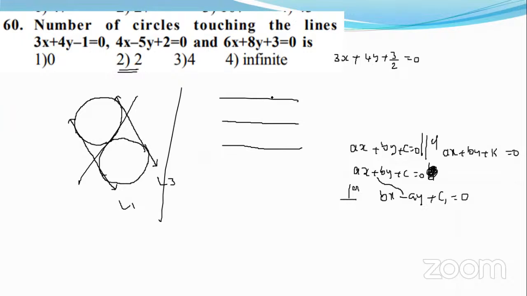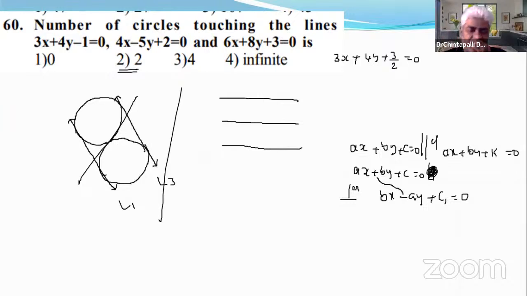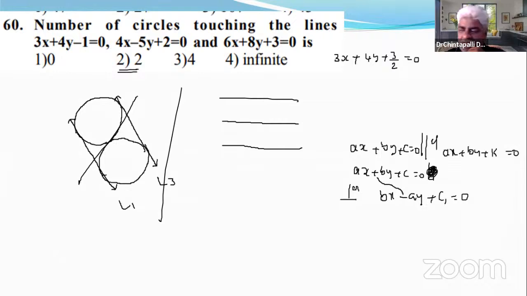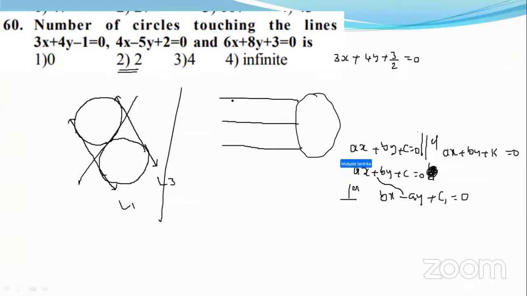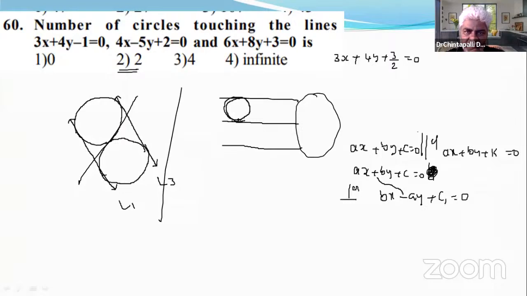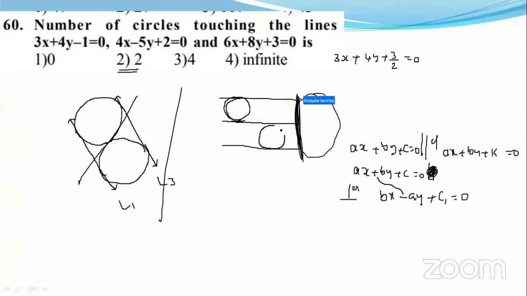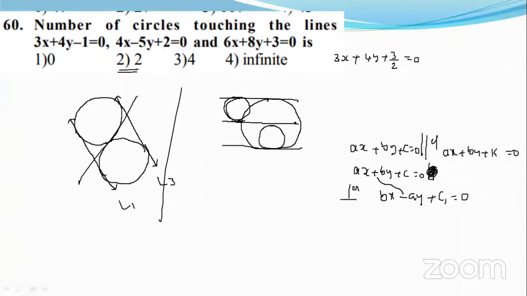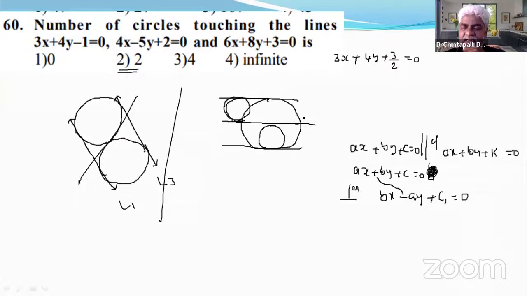Is it zero? Yes, zero, correct. If all the three lines are parallel, no circle can be drawn such that each circle touches the three lines. If you draw like this, this circle is not touching the second middle line. The middle line is intersecting.